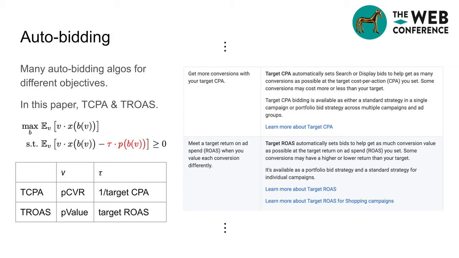In the objective, it's maximizing value times allocation. Allocation here refers to clicks, and value, in the case of TCPA, refers to the probability of conversion given click. For target ROAS, it will be the predicted value given click. The constraint can then be written as follows. It is slightly different from the IR constraint because it has an extra tau, and the tau parameter will be 1 over target CPA in the case of TCPA, and it will directly be the target ROAS in the TROAS setting.